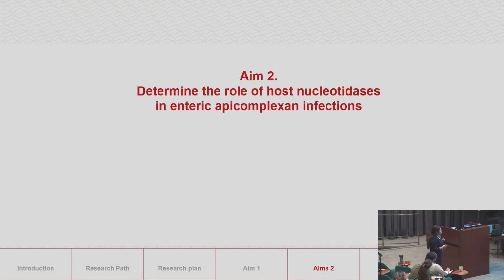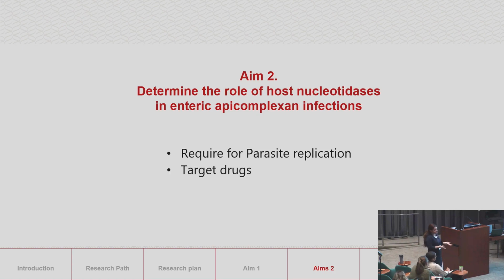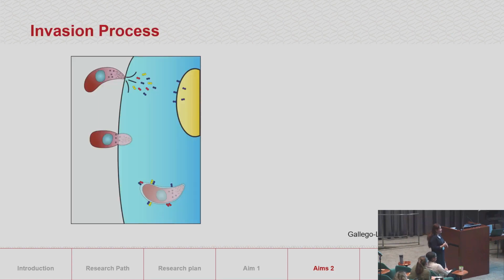So now moving to my second aim, that is to determine the role of host nucleotidases in enteric apicomplexa infections. I want to study that because, as I mentioned at the beginning, parasites cannot produce their own purines. So host nucleotidases are important for parasite replication. They are also drug targets, and there are many unknown mechanisms in this pathway.